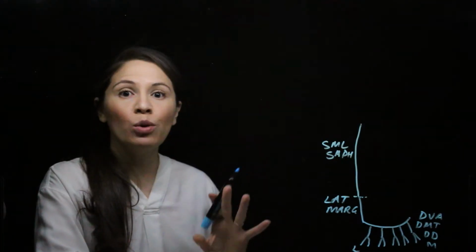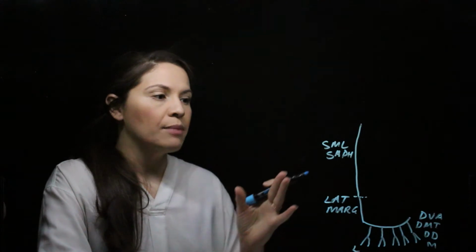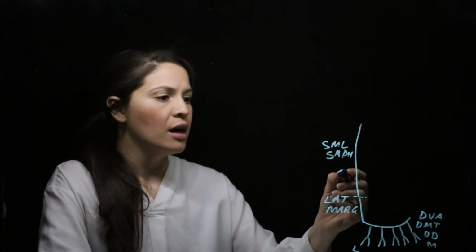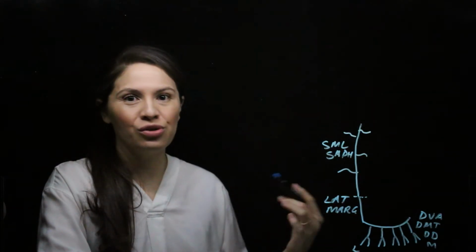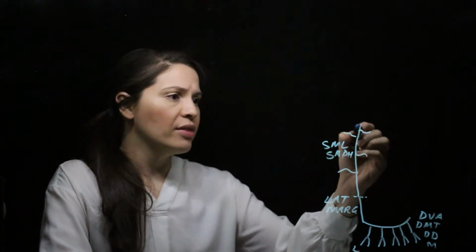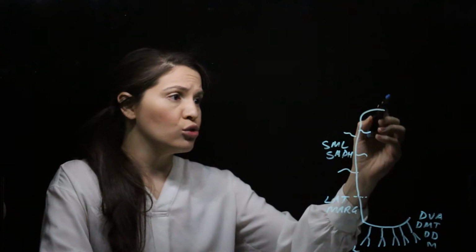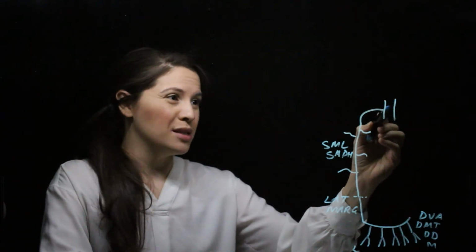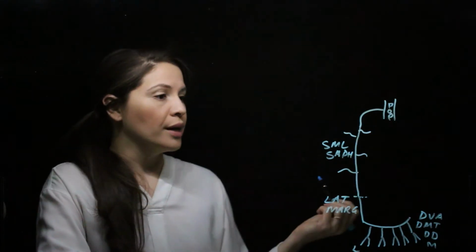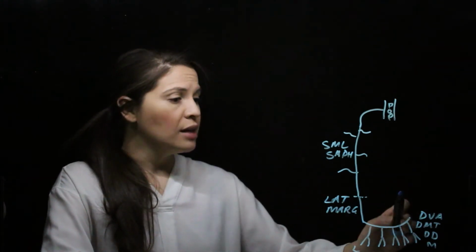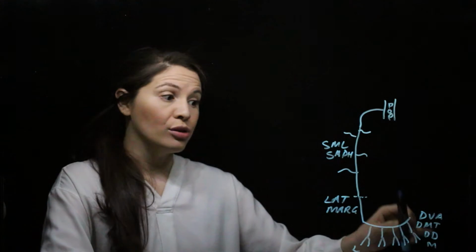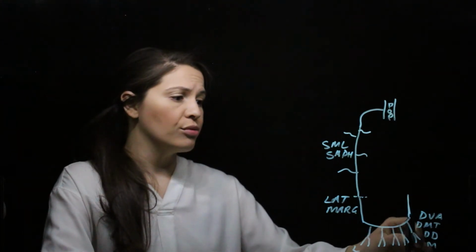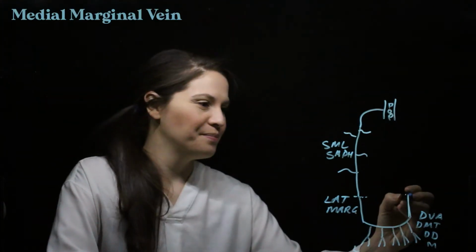So as the small saphenous vein runs up the posterior aspect of the leg, we're going to have lots of superficial veins draining directly into it. And then the small saphenous vein is then going to run into the popliteal vein. Okay, the medial aspect of the dorsal venous arch is going to eventually drain into the great saphenous vein, and it does that through the medial marginal vein.